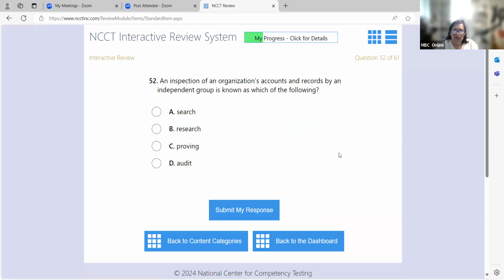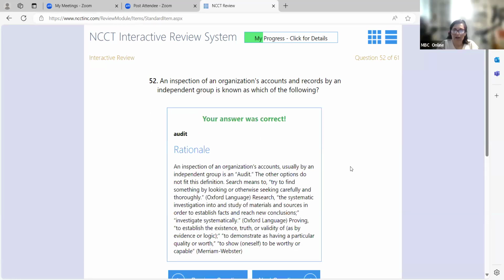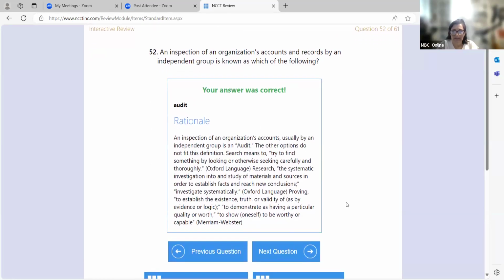An inspection of an organization's accounts and records by an independent group is known as which of the following? Search, research, proving, or audit? D. Is it B or D? Which one did you say? D as in dog. Okay, I say the same thing. Correct. Audit. Anytime somebody comes in and looks over records, that is called an audit.